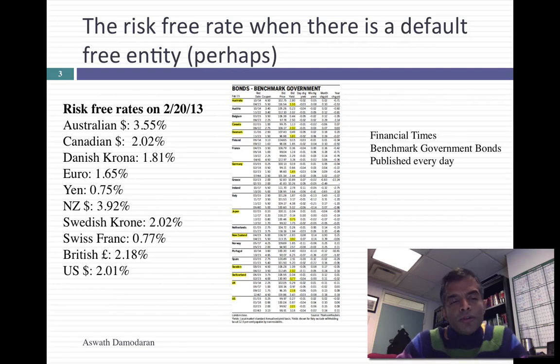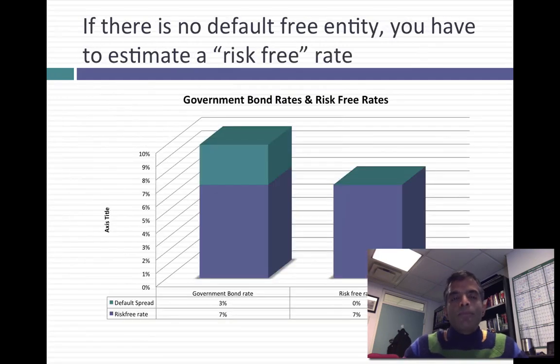So if you ask me for risk-free rates in a bunch of currencies, I have about 10 different currencies here where I have a starting point. So the US dollar risk-free rate is 2.01%. The British pound is 2.18%. The Japanese yen is 0.75%. And as I said, Japan has been one of those countries where there are some ratings agencies that have given it a less than AAA rating and others still give the AAA rating. So I'm going to leave it in the AAA category for the moment. So this is the easy case. If you have a AAA rated country issuing bonds in that currency, you can use that rate perhaps as your risk-free rate. Okay? But what happens if there is no default-free entity?